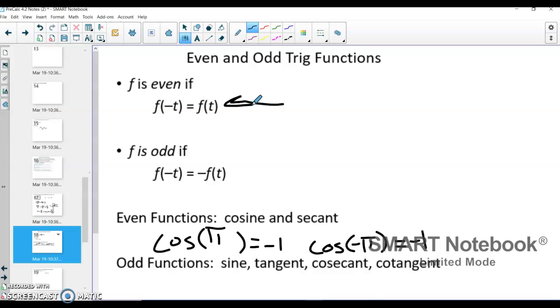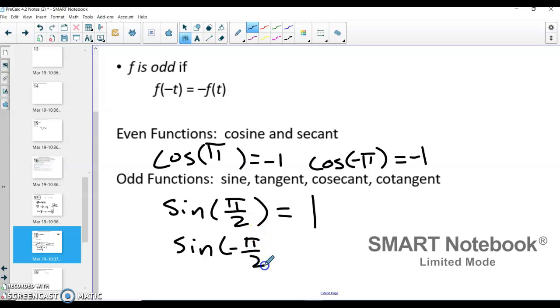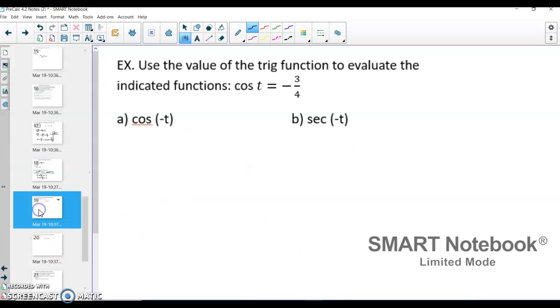Now, for something like the sine function, if you did sine of pi over 2, you end up getting +1. If you do sine of negative pi over 2, you end up getting -1. Okay? We'll work more with that in homework problems. And again, if you want more clarification, you can play around with that idea, plugging in positives and negatives into your calculator. With sine, you're going to get a different answer for a positive than for a negative, whereas with cosine, you'll get the same answer. And that goes for cosine and secant as even, and sine, tangent, cosecant, cotangent as odd.